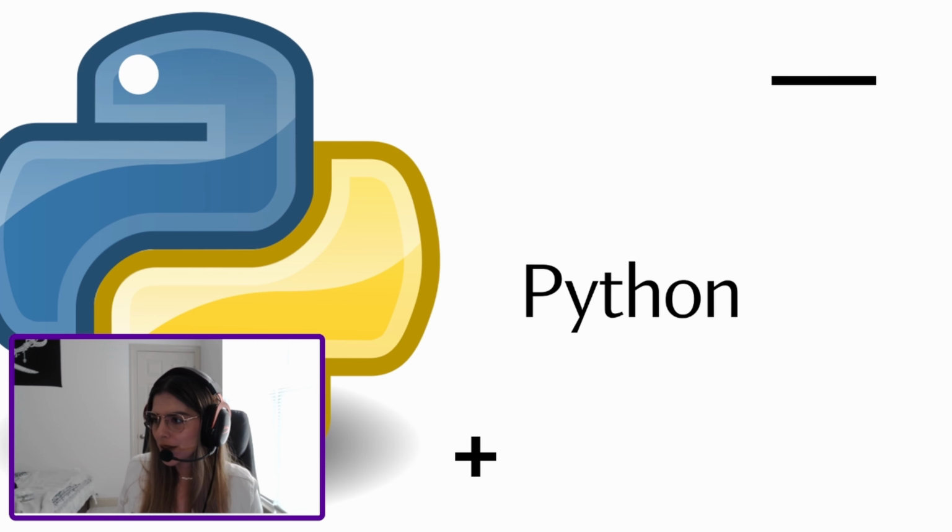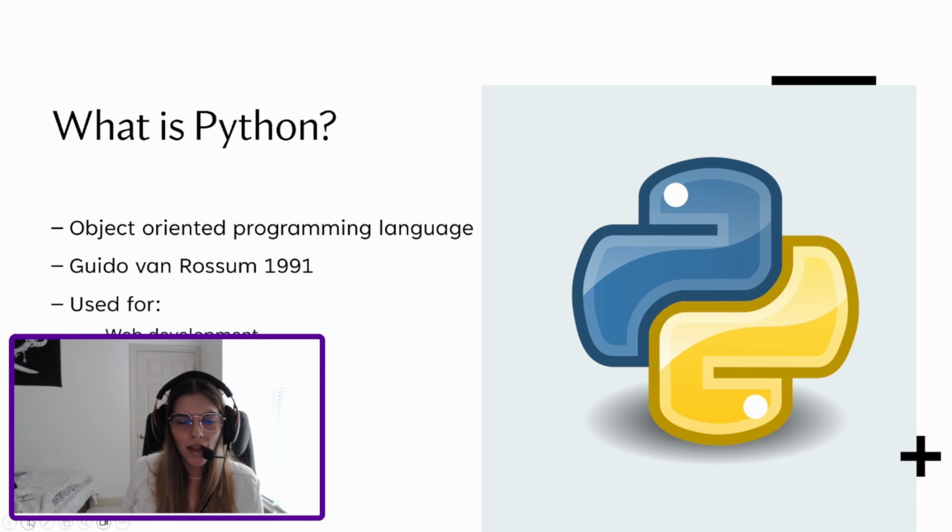So let's start first talking a little bit about Python. So, what is Python? Python was actually designed as an object-oriented programming language by Guido van Rossum in 1991. And it can be used for a lot of things, including web development, software development, math, system scripting, bioinformatics, anything. Any idea that you have, you can actually develop it in Python.